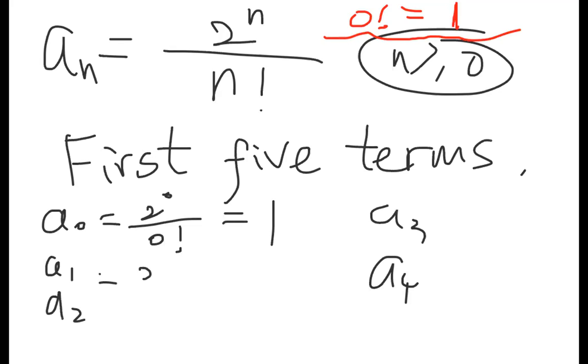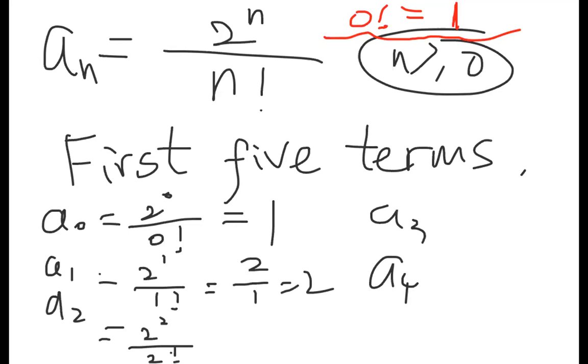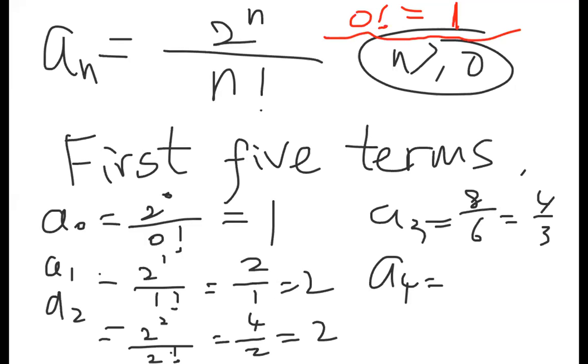For a1, 2 to the first power divided by 1 factorial, which is 2 over 1, which is 2. A2 is 2 squared over 2 factorial, which is 4 over 2, which is 2. A3 is 8 over 3 factorial, which is 6, so 4 over 3. A4 is 2 to the 4th power over 4 factorial, which is 16 over 24. You simplify it to be 2 over 3.